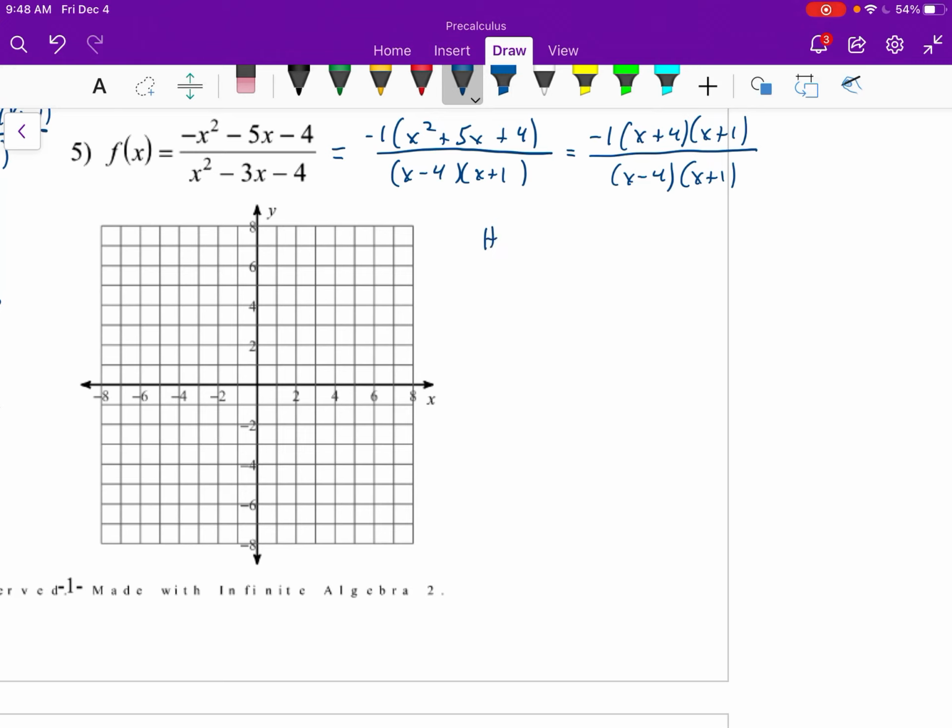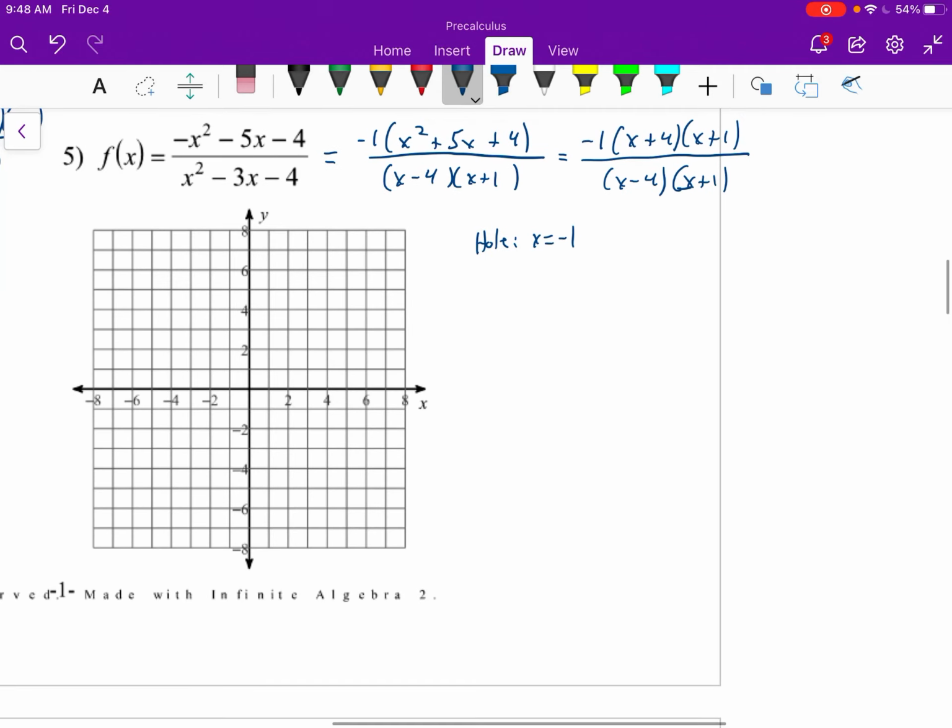Well, we see we have a hole here at x equals -1. Let's not forget to put that in at the end. In fact, let's write it down here also, just so we don't forget. Our x-intercepts are the values that make the numerator equal 0. So that's at x equals -4. And vertical asymptote at values that make the denominator equal 0, which is x equals 4.